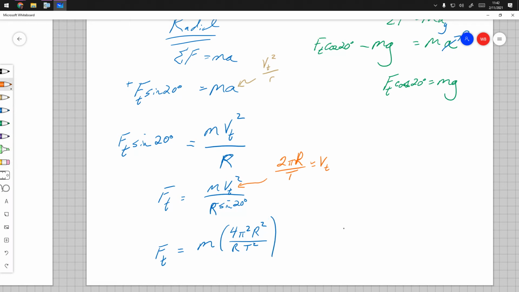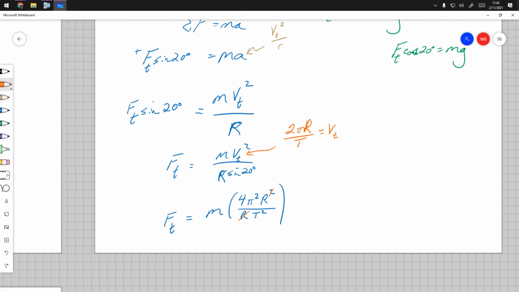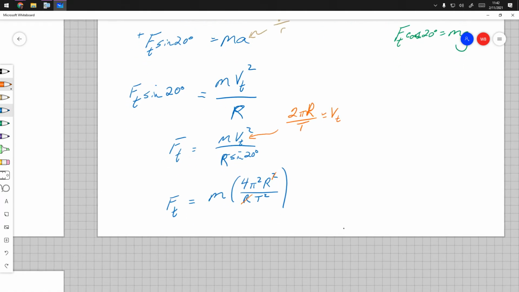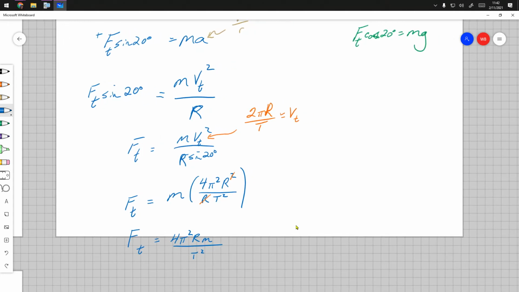Now, does that help out? Well, let's see. One of the r's cancels out, and I have Ft is equal to 4 pi squared r times m divided by my period squared. Now, do I know these values? 4, yes. Pi, yeah. R, yes. M, yes. T, I don't know that. Ft, I don't know that.